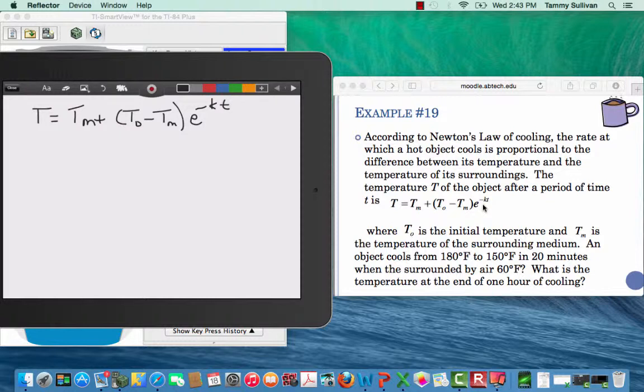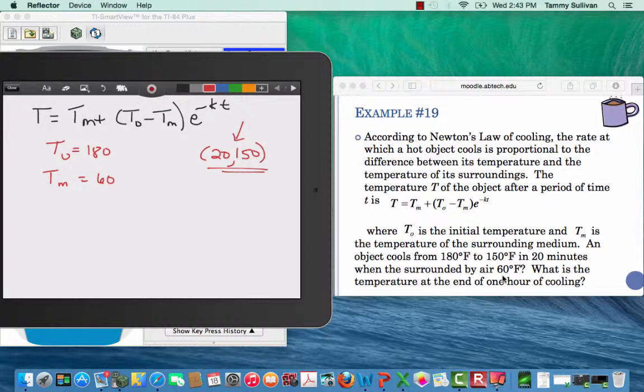So the initial temperature, and it says an object cools from 180 to 150. So the initial temperature is going to be 180. And then it cools to 150 in 20 minutes. So that's a point that we know. In 20 minutes I go down to 150, and I can use that to help solve for k. And then it says that the surrounding temperature is 60 degrees, so that's my medium.